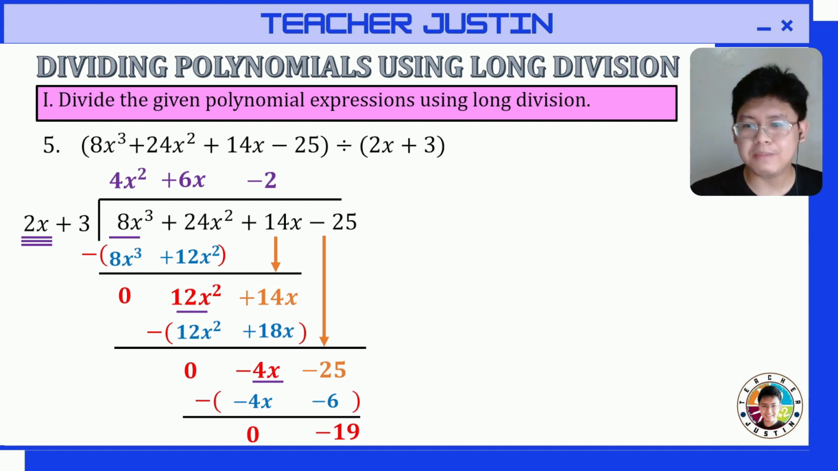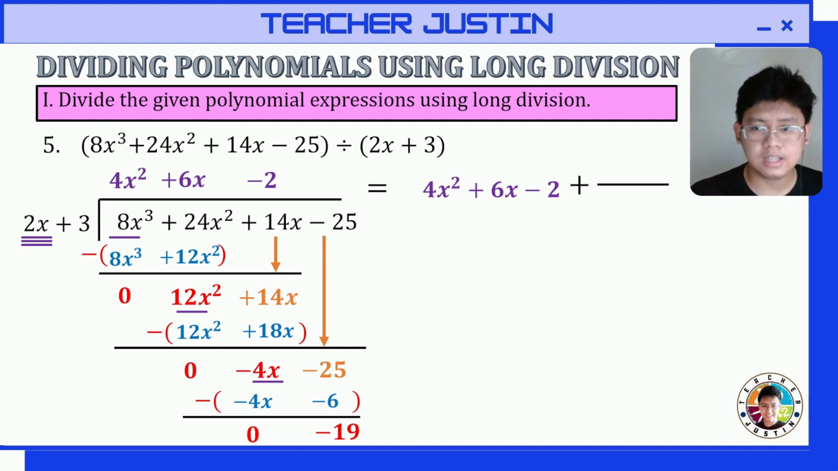So, pag wala na tayong ma-bring down, ang susunod natin gagawin is to write our final answer. So, we have our quotient, 4x squared plus 6x minus 2. And then, since mayroon tayong remainder, negative 19, we will add that. So, let's add our remainder. So, yung remainder natin isusulat natin as remainder over divisor.